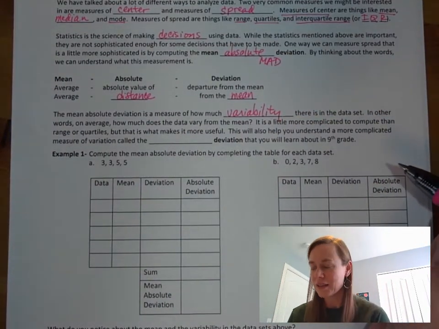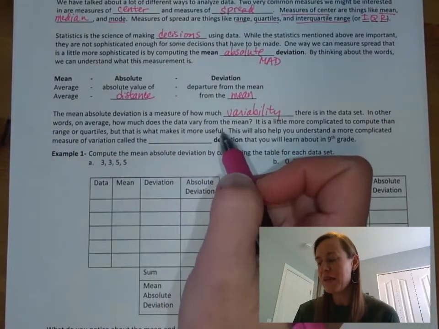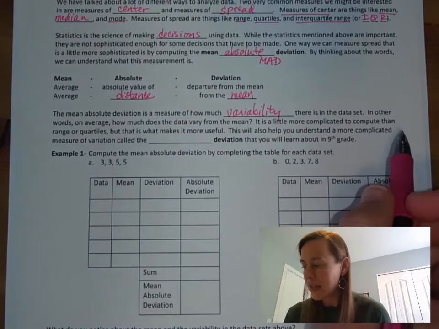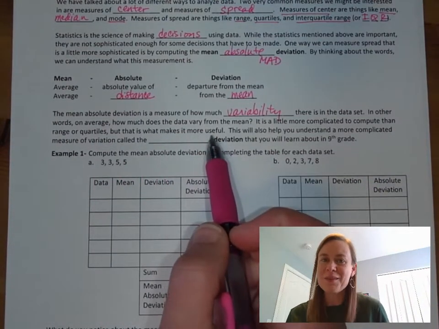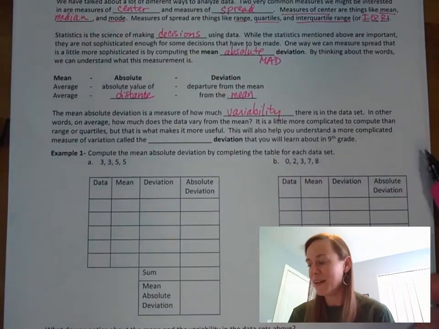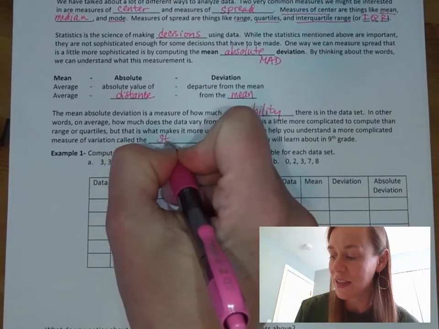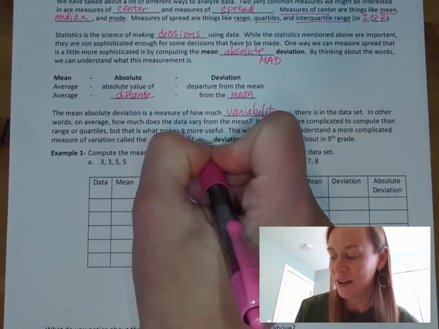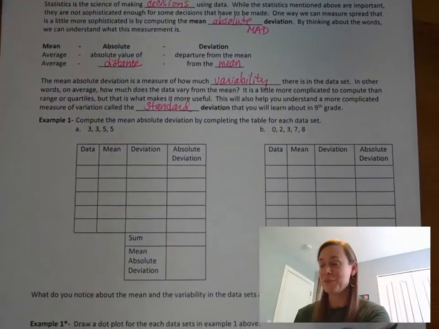We're going to look at that more in a second too. In other words, on average, how much does the data vary from the mean? It's a little more complicated to compute than range or quartiles, but that's what makes it more useful. Sometimes the more complicated things are just more useful. This will also help you understand a more complicated measure of variation called the standard deviation, and that is something that you're going to be learning in 9th grade. Okay, so let's do a few of these so we can see what's going on.